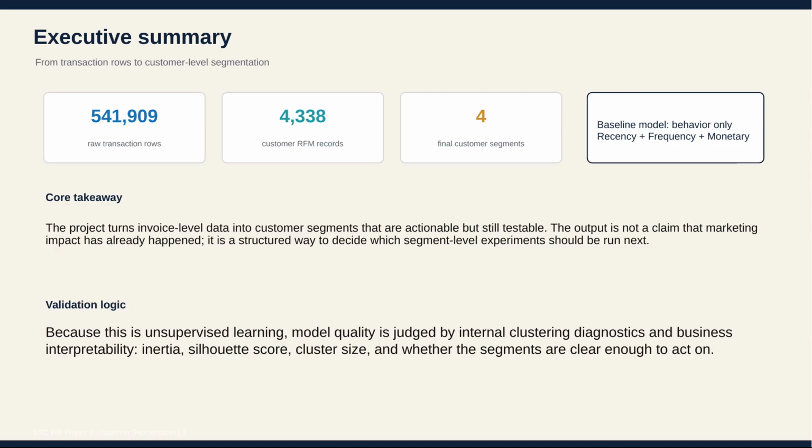The most important numbers are on this slide. The raw UCI file contains 541,909 transaction rows. After cleaning and aggregation, the actual modeling table has 4,338 customer-level RFM records. That shift matters because the unit of analysis changes from a sale line to a customer.